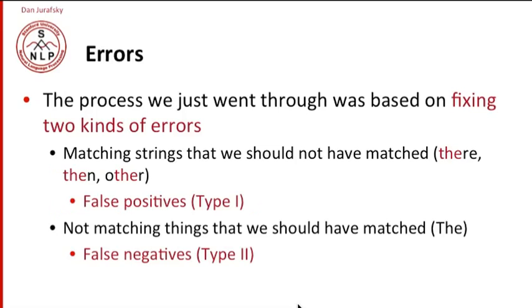This process that we went through is based on fixing two kinds of errors. One is matching strings we shouldn't have matched. We matched there, we matched other. And so that's solving the problem of false positives, or they're called type 1 errors. We were matching things we shouldn't match. And the other thing we went through is to solve the problem of not matching things we should have matched. So we missed those capital thes. And that's dealing with the problem of false negatives, or type 2 errors.